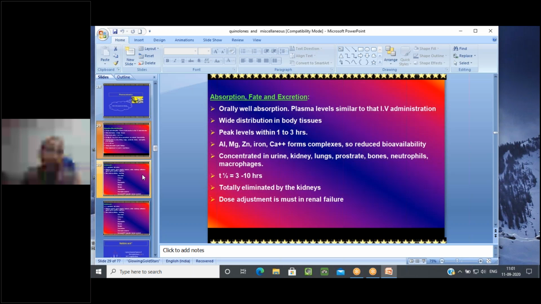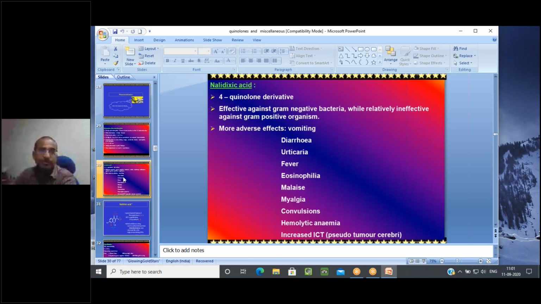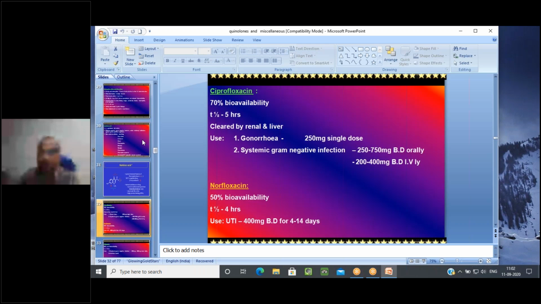Now we come to the individual drugs. Nalidixic acid is a first generation quinolone derivative affecting gram negative organisms. It will have more side effects, like urticaria, GIT upset in the form of vomiting and diarrhea, drug fever, eosinophilia, allergic phenomena, paralysis, myalgia, sometimes convulsions, increased intracranial pressure, and hemolytic anemia, and pseudotumor cerebri. Like that, the side effects will be more with nalidixic acid.